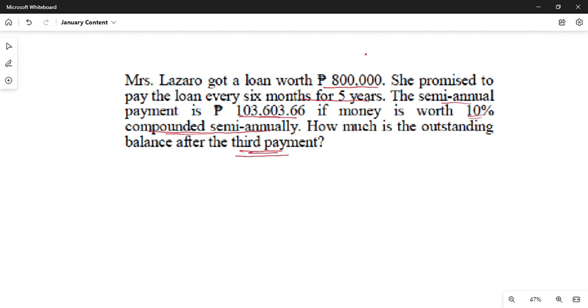So there's a series of payments Mrs. Lazaro makes. If she's paying semi-annually, the third payment is after a year and a half, 1 year and 6 months, right? Because in 1 year, when you say semi-annual, you have two payments to make in 1 year. Okay, so let's get on with the formula.